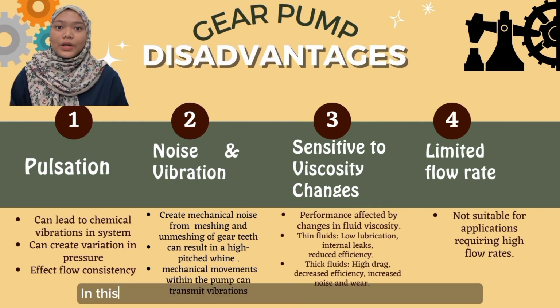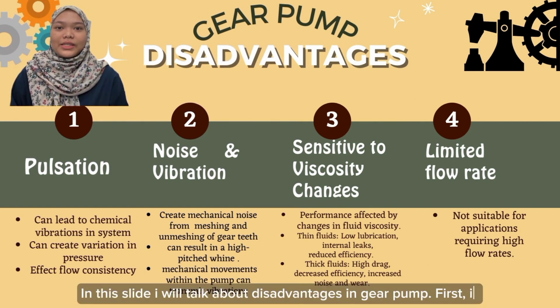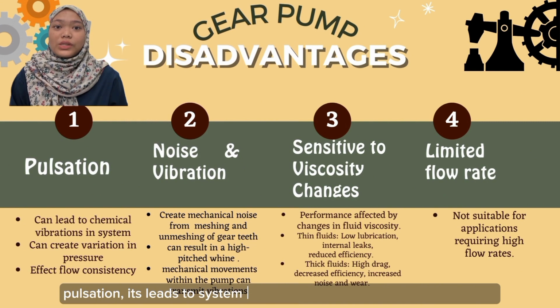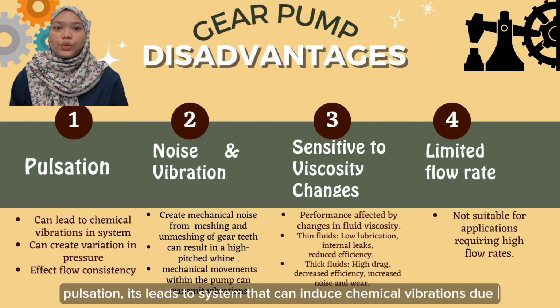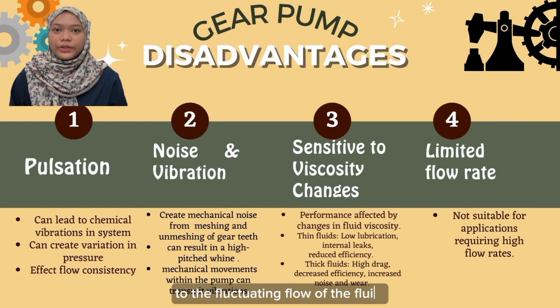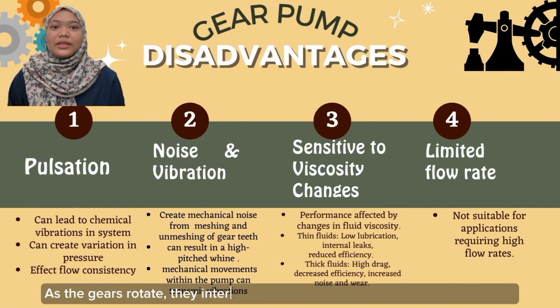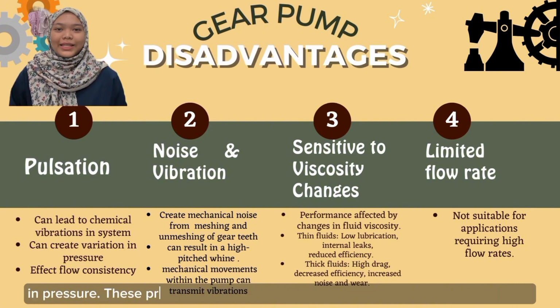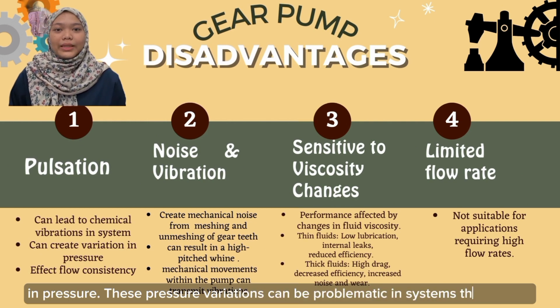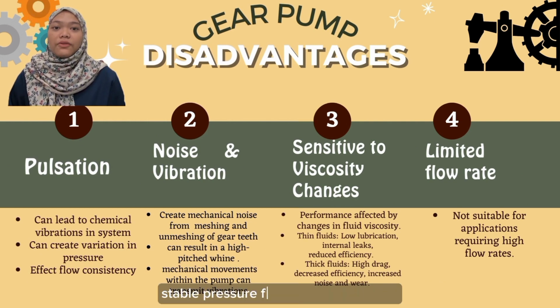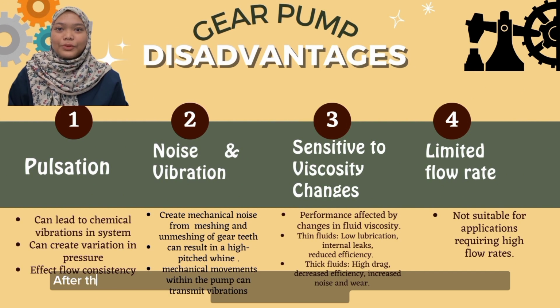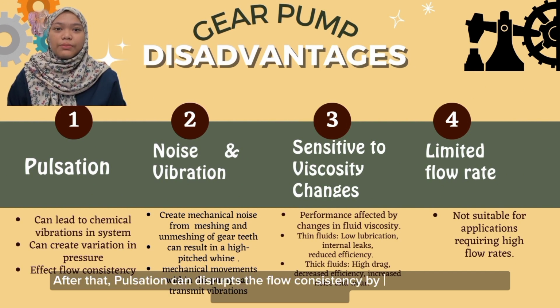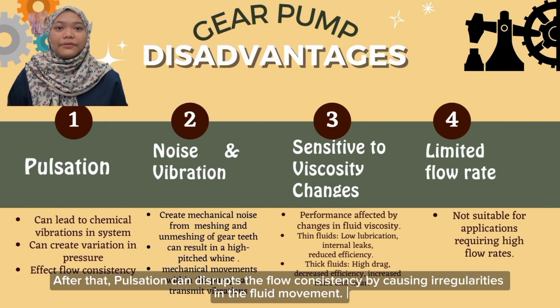In this slide, I will talk about disadvantages of gear pumps. First is pulsation. It leads to systems that can induce vibration into the fluctuating flow of the fluids. As the gears rotate, they intermittently displace fluid, leading to fluctuation in pressure. These pressure variations can be problematic in systems that require stable pressure for optimal operation. After that, pulsation can disrupt the flow consistency by causing irregularities in the fluid movement.